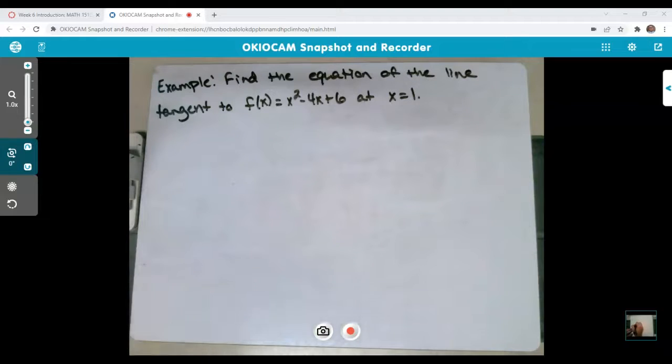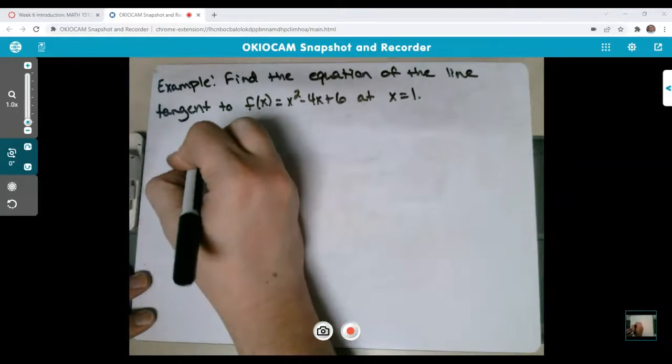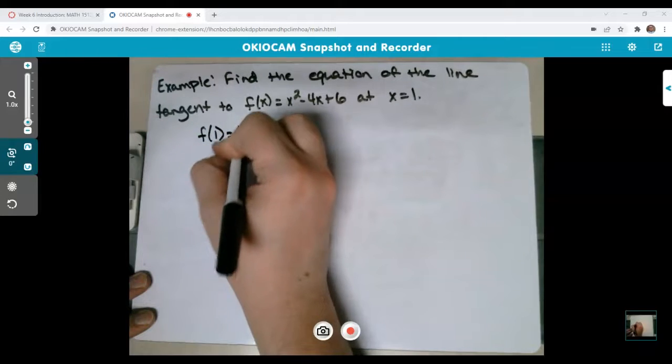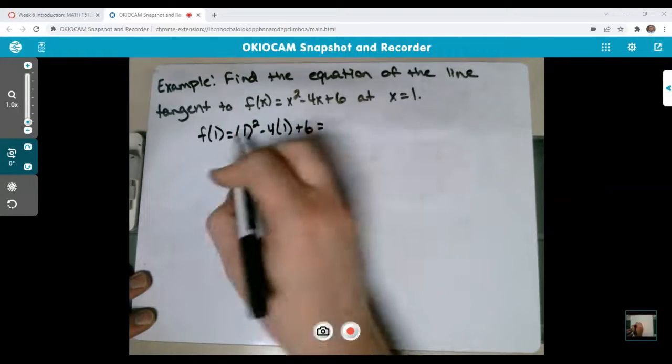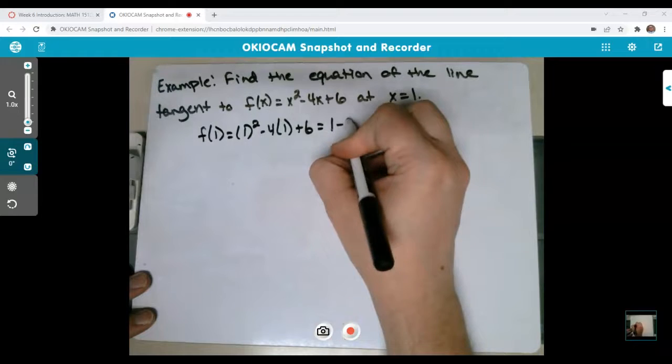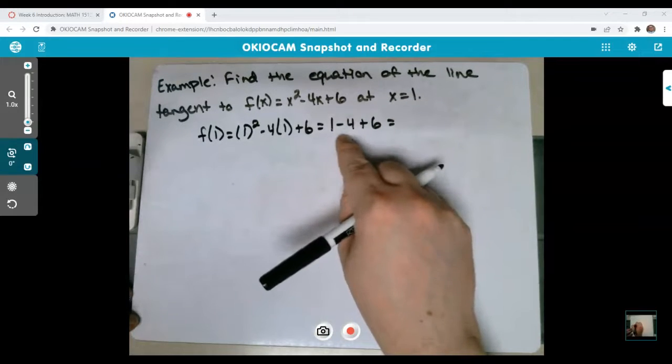How I start this is I need a point and I need our slope, right? I can get a point by plugging in a 1. So f of 1 equals 1 squared minus 4 times 1 plus 6. 1 squared is 1. 4 times 1 is 4 plus 6. 1 minus 4 is equal to negative 3.